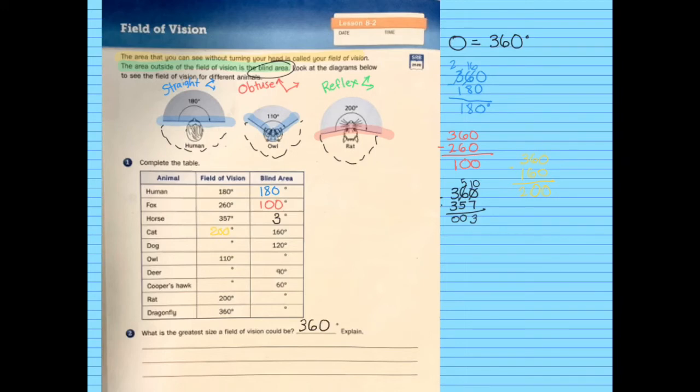Now, how did I get that 360? Because you see, if you turn all the way around, you can make a full circle, and that's everything you can see. I know that a full circle equals 360 degrees. So I want to hear in your words how you explain that down below, okay?